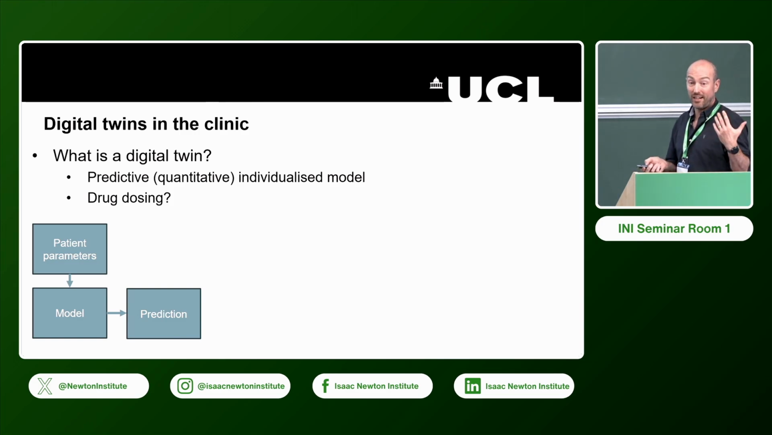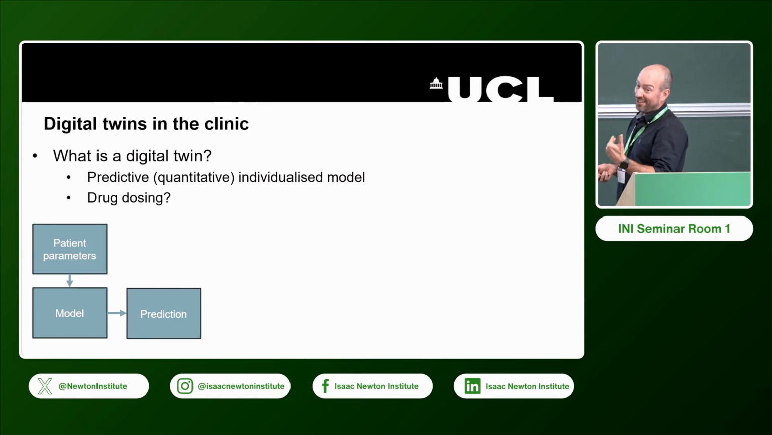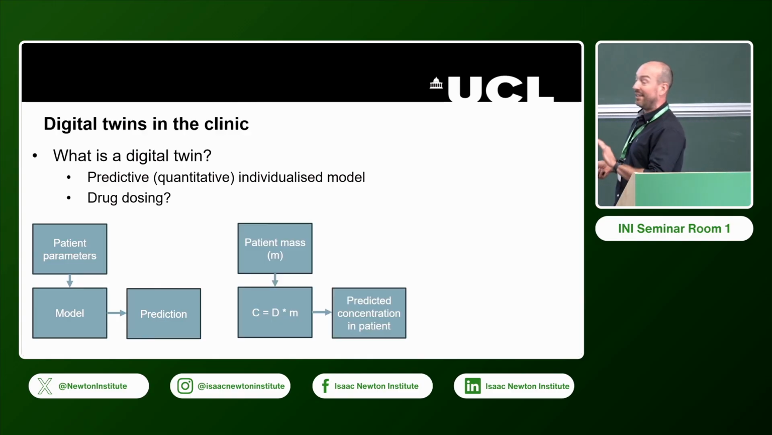So if you're in a cancer clinic, if you're an oncology nurse, you weigh your patients, you then get your drug, you then get a dose corresponding to that weight measurement, and then you update the dosing with a prediction about what the concentration will be of that drug in that patient. So that is a very, very simple form of a digital twin, I would argue.